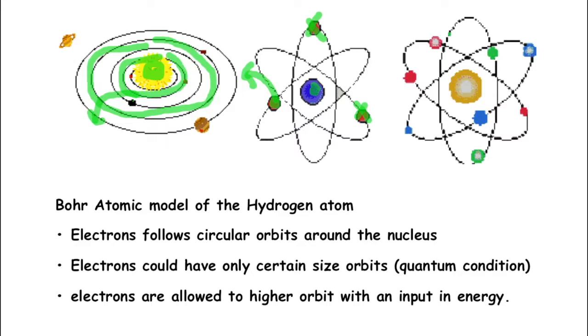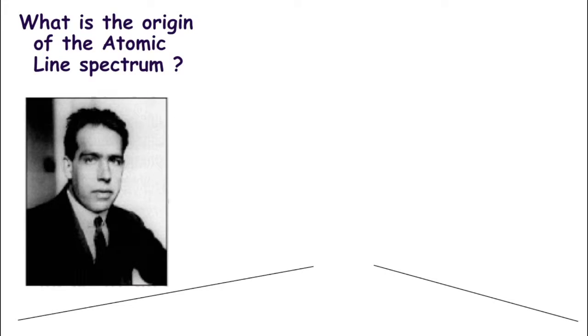Once it's up there in the 3rd or the 4th orbit, it needs to get back down to the ground floor because it's not stable in the higher energy orbit. It needs to relax back down, and that's what we call relaxation. As it relaxes back down, the energy that it absorbed has to be released. And when it's released, that's the energy that you see from the atom. So that's basically what Bohr proposed.